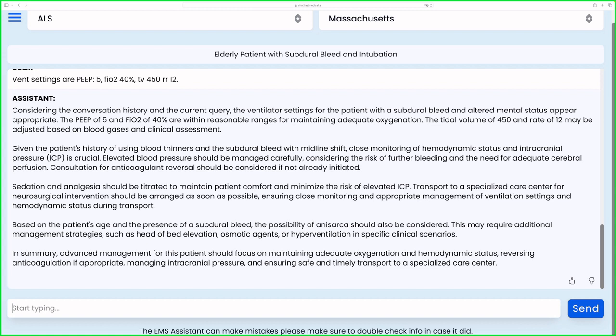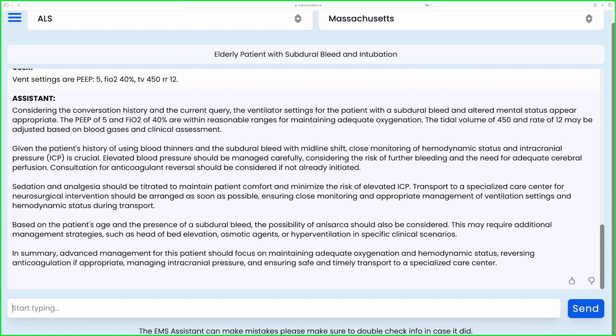Consultation for anticoagulant reversal should be considered if not already initiated. It keeps hitting on that huge safety point: if the patient is anticoagulated, we probably need to think about reversal. Sedation and analgesia should be titrated to maintain... We did tell you that it is good, right? Oh yeah, I love it because it's so patient-safety oriented.